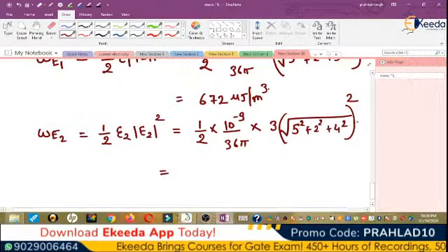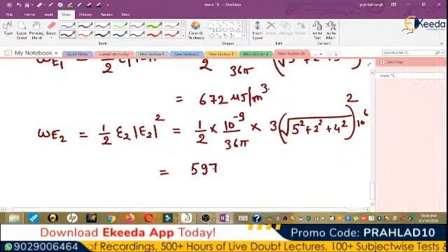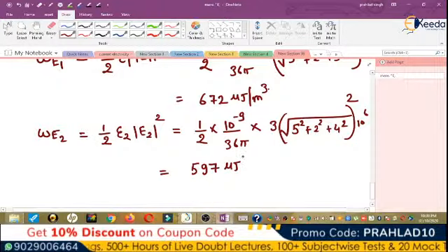Also 10 to the power 6 will come here because this is given in kilovolt per meter, right? So we'll solve it. So this answer will be 597 microjoule per meter cube.